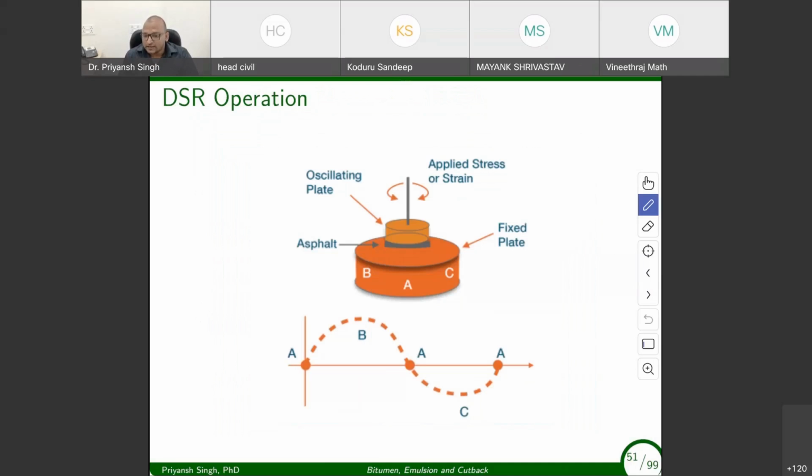The DSR operates by giving a sinusoidal load to your asphalt sample. In this picture, if you load it by a sinusoidal force, the spindle will move from A to B first, which gives me this curve, and then from B to A, which gives me one complete half of the sinusoidal curve, and then A to C and C to A, which gives me the other part of the sinusoidal curve. So this will become a full sine wave.